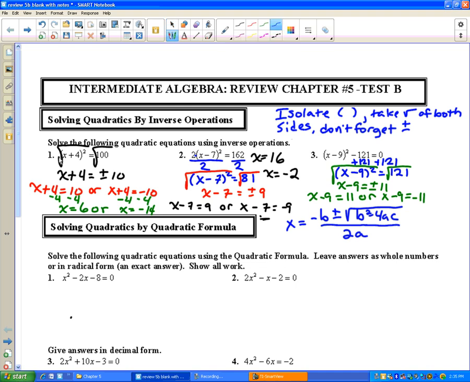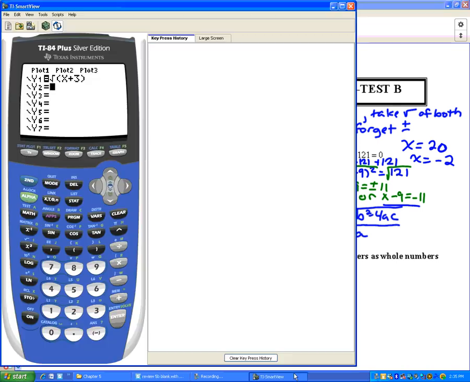Add 9 to both sides. On this left side, I'm going to get x is equal to 20. If I add 9 here, I'm going to get x is equal to negative 2. And those are my 2 answers. That is 1, 2, and 3.